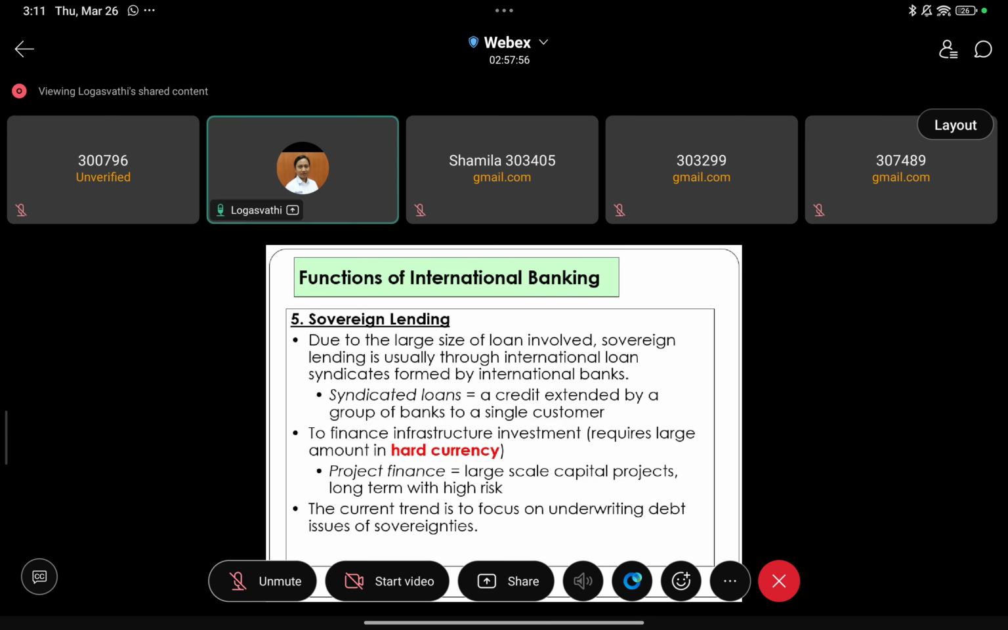And normally syndicate loans are more for commercial development. Commercial development, like let's say a developer wants to open a housing project, not just the housing area, but a huge project. They want to build houses, a clubhouse, and then they have a golf course. Everything in one area is a huge commercial project.